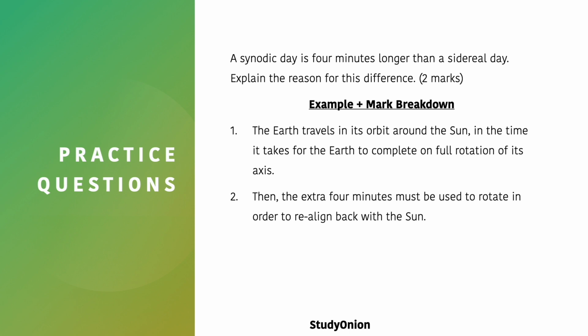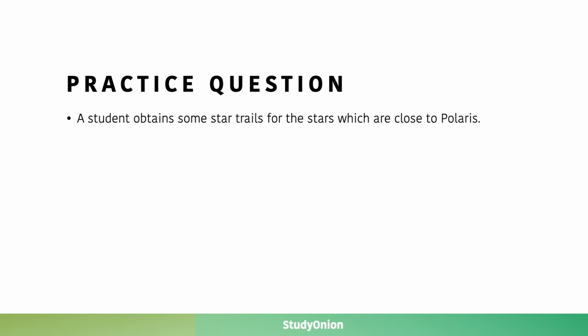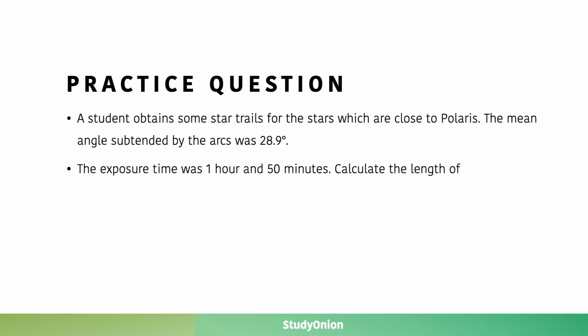Let's take a look at another practice question. This one's slightly harder, so don't worry if you don't fully understand it, but I will explain it in a minute. A student obtains some star trails for the stars which are close to Polaris. The mean angle subtended by these arcs was 28.9 degrees. The exposure time was 1 hour and 50 minutes. Calculate the length of a sidereal day in hours and minutes. Pause, take some time to work it out, and then come back and check if you're right.